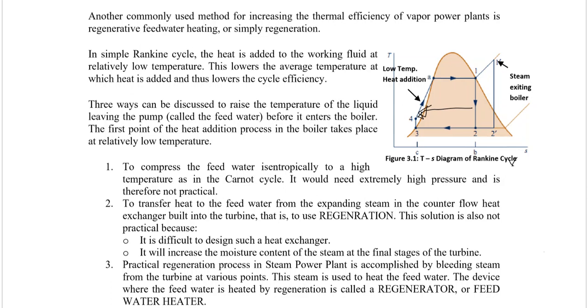This kind of solution we call feed water heating, and by doing so, the temperature of the feed water is increased. So the practical regenerative process in a steam power plant is accomplished by bleeding some of the steam from the turbine at various points. This steam is used to heat the feed water, which is coming from 3 to 4. The device where the feed water is heated is called a regenerator, or normally we would call it a feed water heater. This is a practical solution of regeneration, from which the temperature at the exit of the pump is increased from this point to a higher point.